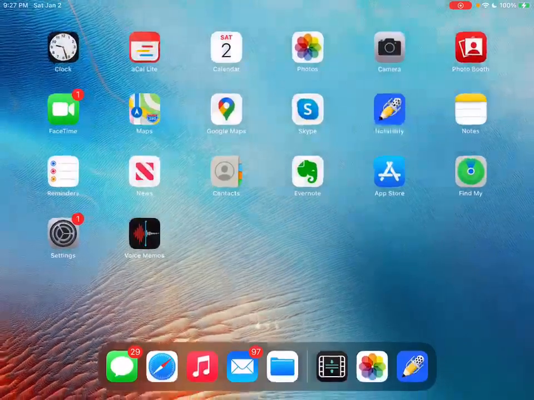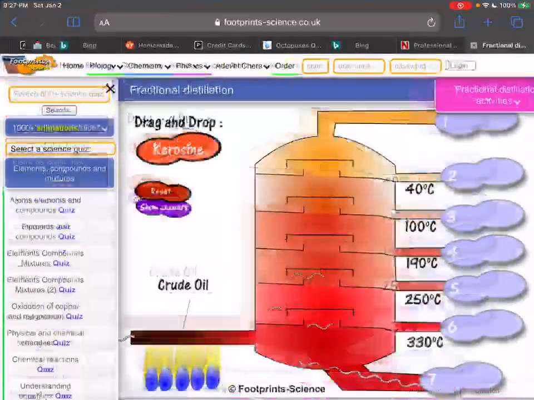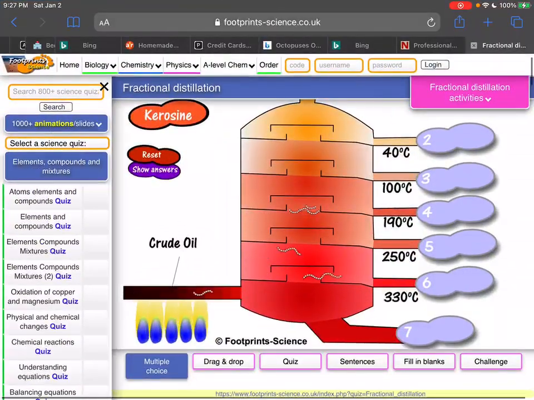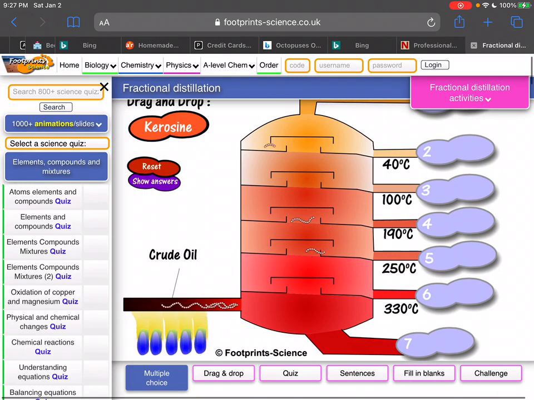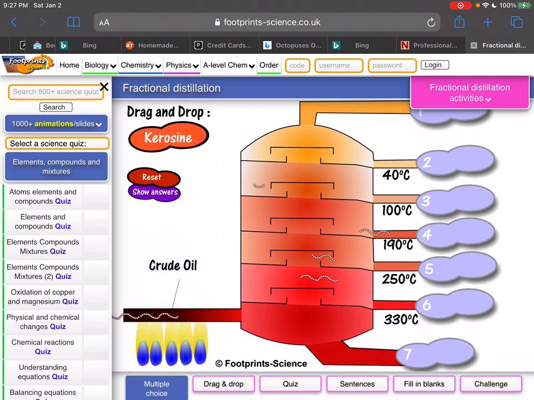I do have a short little animation to show you about that. These look like little snakes, but it illustrates what's going on relatively well. You can see that we're heating up crude oil, and depending on the length of the hydrocarbon, or the little snakes here, is where they condense off. The shorter ones travel up really high through the fractionation tower, and the longer ones settle out much lower.